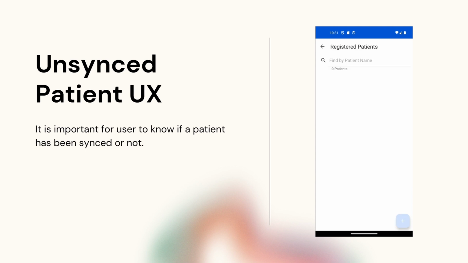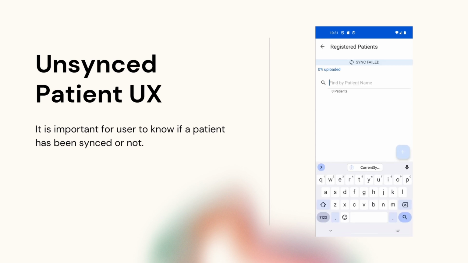If we go back to the patient list, we can search for the patient name, and it will have an offline indicator like this. It allows users to distinguish between what's synced and what resources are still just in the application.